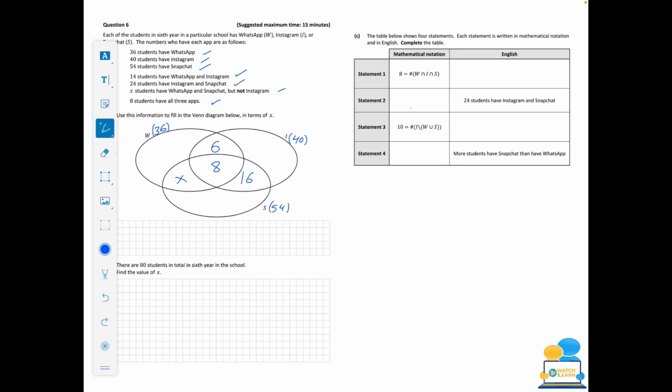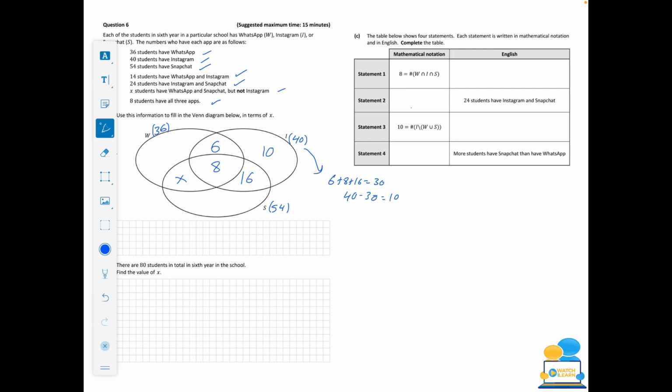Now we're going to do the Instagram circle first because there's no X involved. So this whole circle needs to add up to 40. I already have 6, 8, and 16. 6 plus 8 plus 16 is 30 people. Okay, 30 people are already accounted for, which means there must be only 10 people out here because 40 minus 30 is 10. So 10 people only have Instagram. Do a quick check. 10 plus 6 plus 8 plus 16 is equal to 40. So I'm correct with that circle.